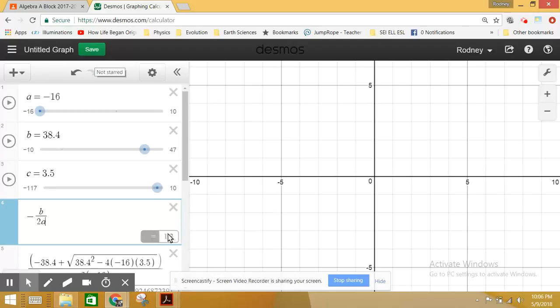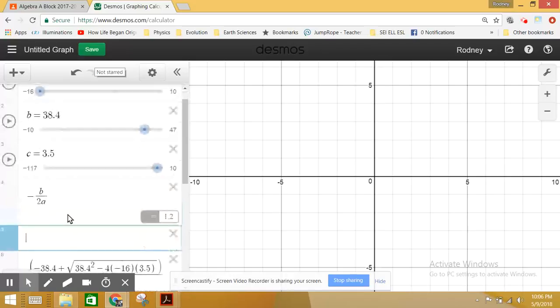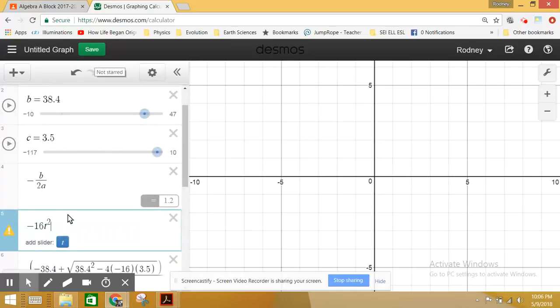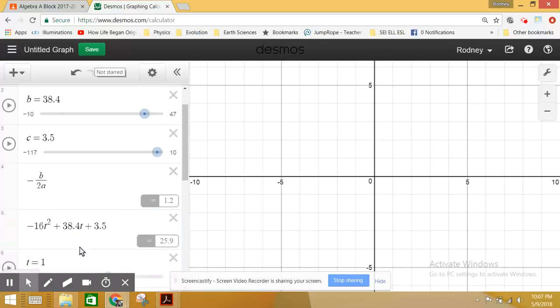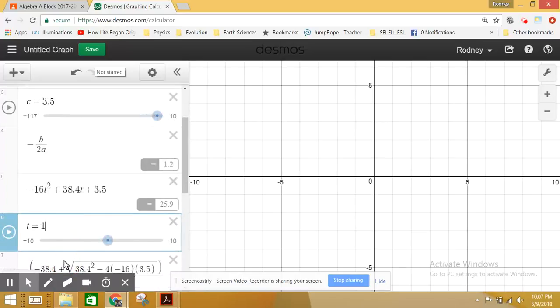And then you might be wondering, how do I figure out how high it went? Well, let's just create our equation. Negative 16 t squared plus 38.4 t plus 3.5. And then if I replace, I've made a little slider for t, so I'm going to replace t wherever it is here with 1.2. Everywhere there, t is 1.2.